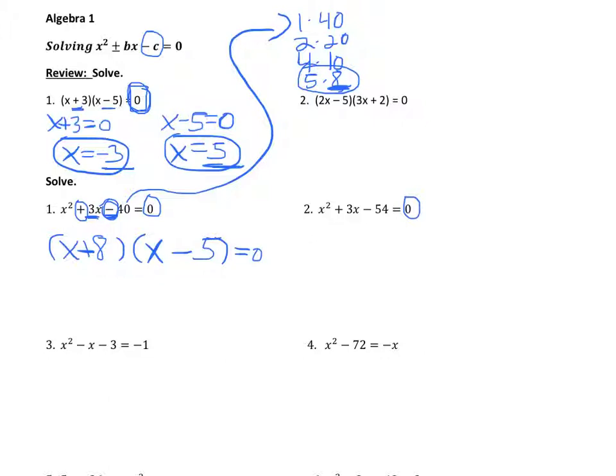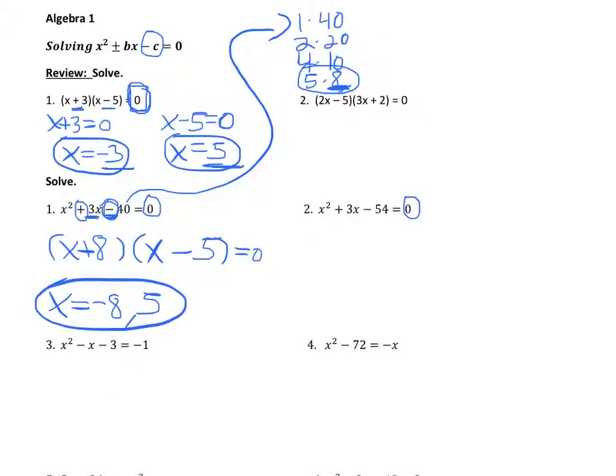Okay, and if I wanted to check it, if I do positive 8 minus 5, that gives me positive 3. And then 8 times negative 5, that gives me negative 40. So I know that I'm good to go. And then this, I'm just going to go right to the answer. If it's x plus 8, then you're going to have negative 8 as an answer. And then this, if it's x minus 5, you add 5 to each side, you get 5 to be an answer.